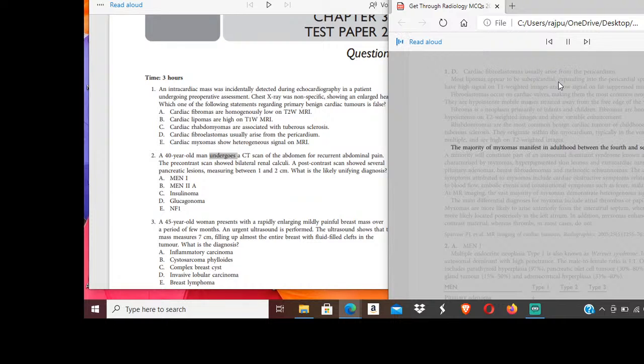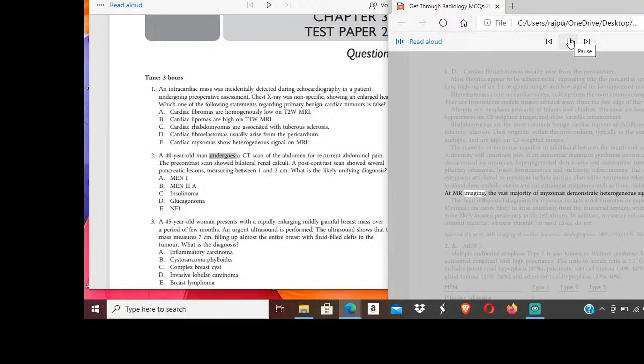A minority will constitute part of an autosomal dominant syndrome known as Carney complex, characterized by myxomas, hyperpigmented skin lesions, and extracardiac tumors, such as pituitary adenomas, breast fibroadenomas, and melanotic schwannomas. The classic triad of symptoms attributed to myxomas include cardiac obstructive symptoms related to obstruction to blood flow, embolic events, and constitutional symptoms such as fever, malaise, and weight loss.